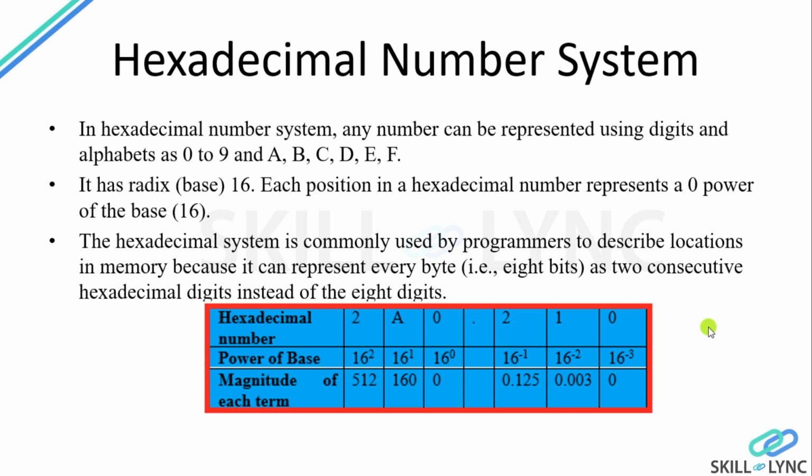Now again a question arises in our mind: why are we using the hexadecimal number system? It is a number system commonly used by programmers to describe memory locations. Understand this: it has 16 values, and 16 means 2 to power 4. So we can combine 4 bits as a single digit. It will save our space also. So that's why it is preferred over the octal number system too.